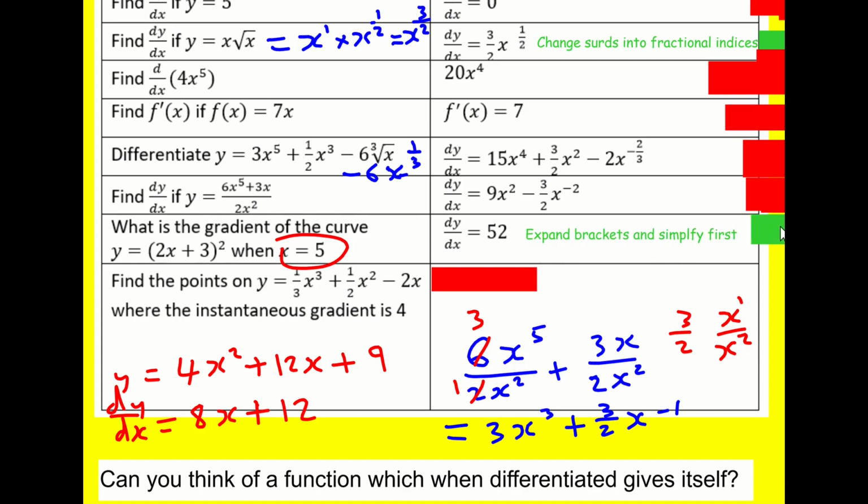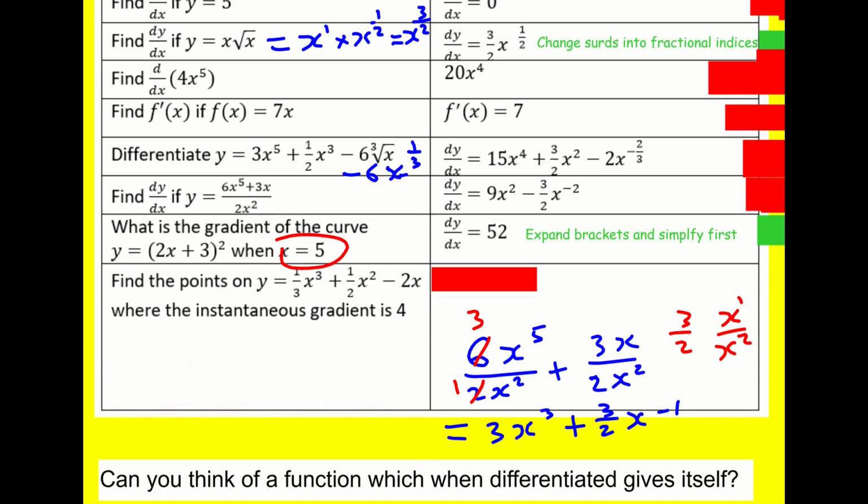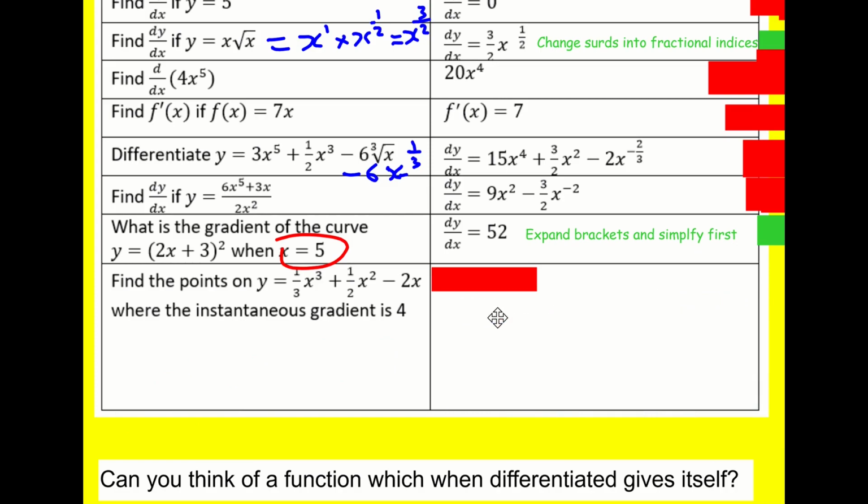So expand brackets and simplify first, differentiate it, and then substitute a value in. So you will need to be able to find that that is actually the gradient on that curve. Amazing that we can just figure that out through this very simple rule. All right, and the last one. Okay, this is maybe the most difficult. This brings in some previous topics even more so.